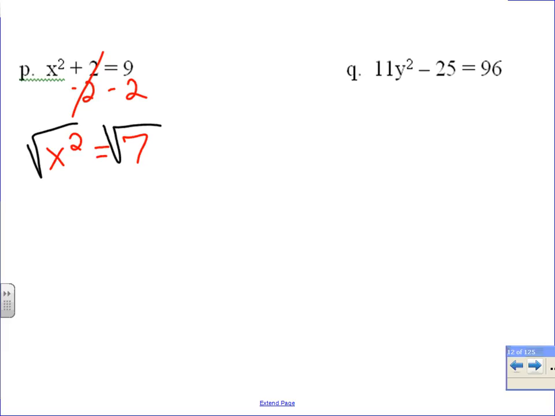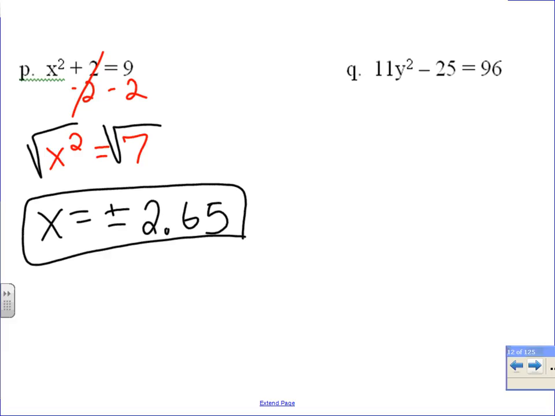We're going to square root both sides. Get rid of your square on the x. So x is equal to plus or minus, what's the decimal, Amberly? Good, 2.65. Remember, plus or minus, because when you square it, it's going to be positive either way.